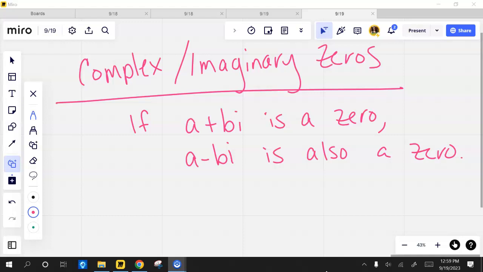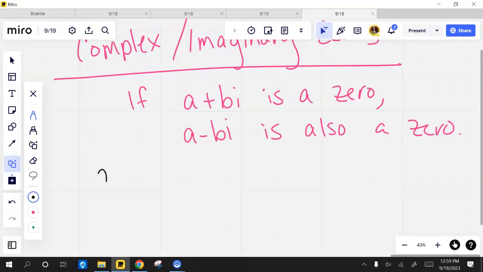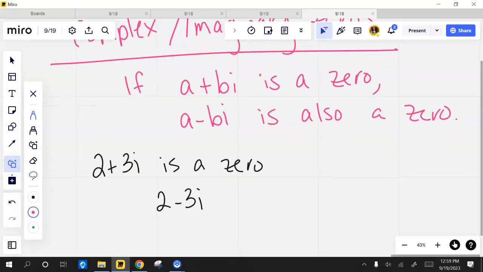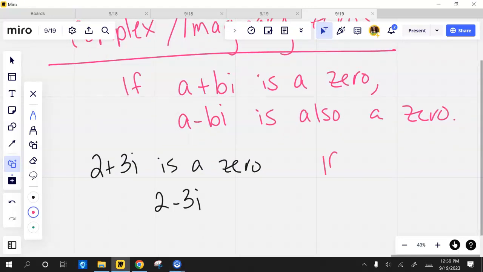The imaginary, right? Okay, so what this means is if I tell you that something like, if I said 2 plus 3i is a 0, then you know that another 0 has got to be 2 minus 3i, okay? And it works with imaginaries also. No, it has nothing to do with it. I don't even want to put bi on here now.